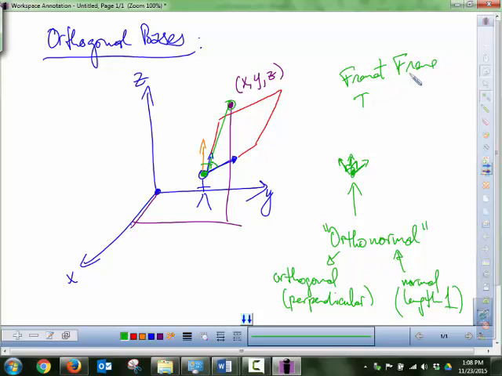So the T is your tangent vector, the N is your normal vector, and the B is your binormal vector. This is sometimes called the TNB frame, where if you're moving along a curve in space, you have a tangent vector that could be as long as whatever. You have an acceleration vector that's pointing in another direction. And between those two vectors, you can make it orthonormal.